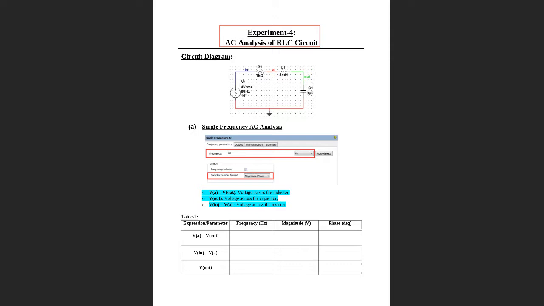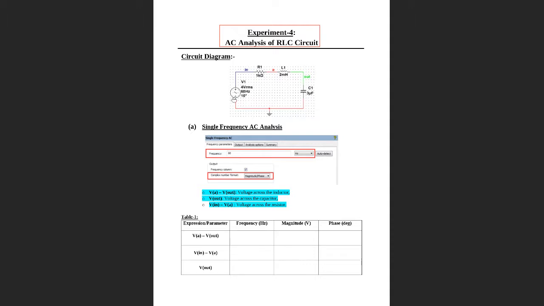Okay, so let us proceed. In experiment number 4, as I mentioned before, we are going to study the AC analysis of an RLC circuit. Here you can see the RLC circuit. The 1 kilo ohm resistor is connected in series with the inductor, which is connected in series with the capacitor. All three, R, L, C, are connected in series, and we apply an input AC voltage.